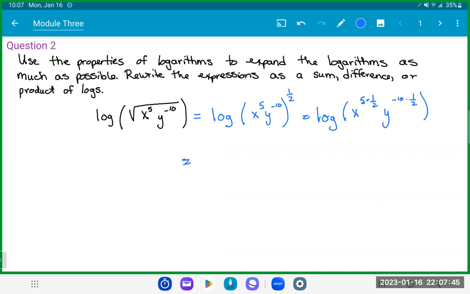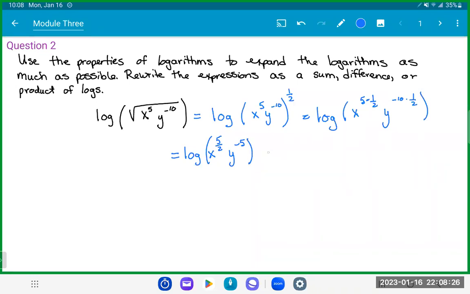So we can simplify that a little further. 5 times 1/2 gives me 5/2, so we have x to the 5/2. And then we have y, and -10 times 1/2 is going to give me -5.